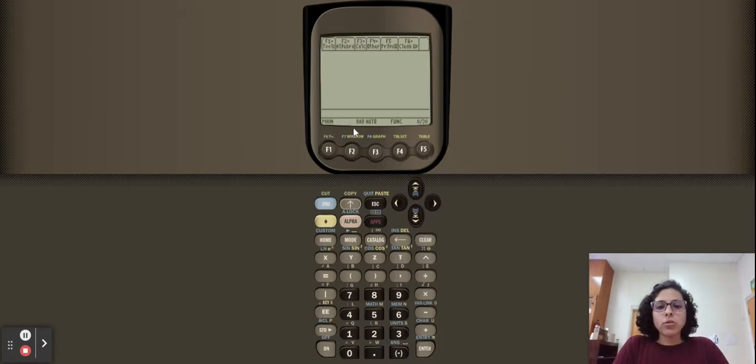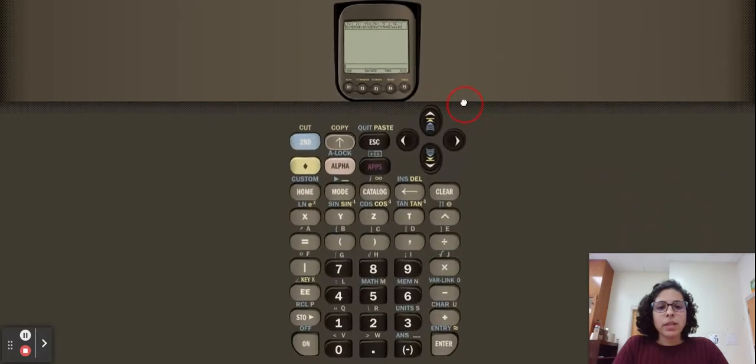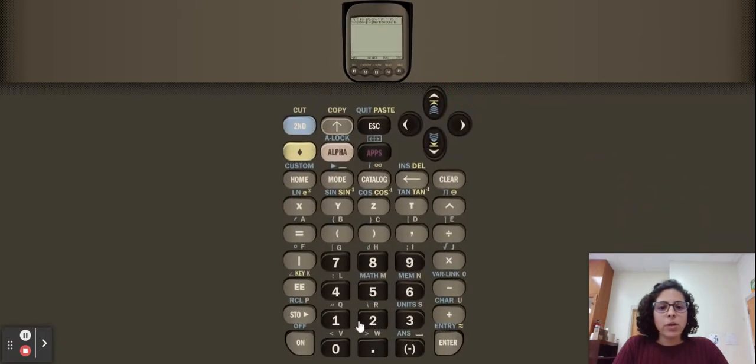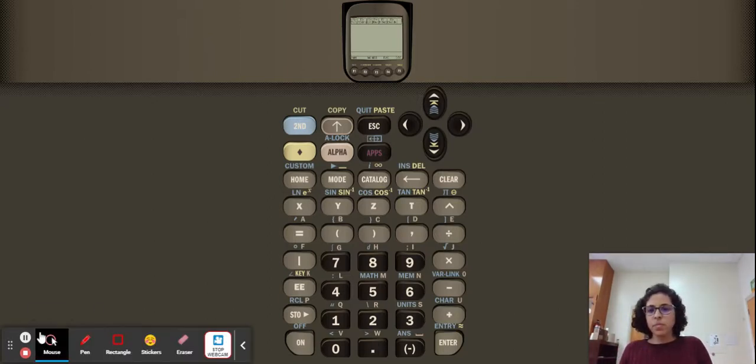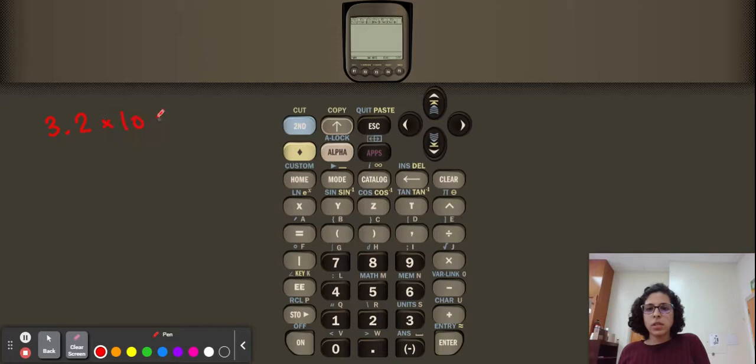Okay, so if you want to write something in scientific notation, let me make this a little bit bigger. You're going to take whatever your number is. Let's say that we want to write the number 3.2 times 10 to the negative 5. And we want to do something with it. Let's say we want to multiply it by 2. So we'll take this and multiply it by 2.